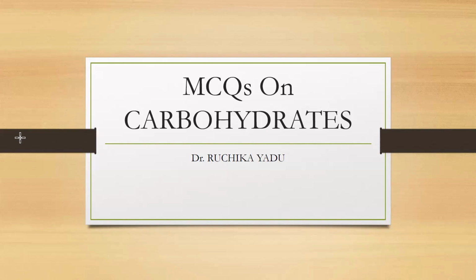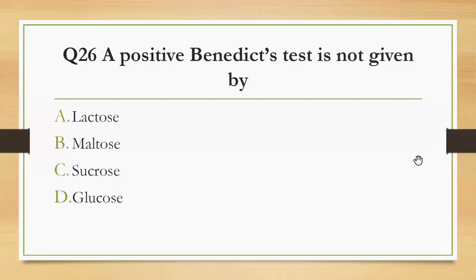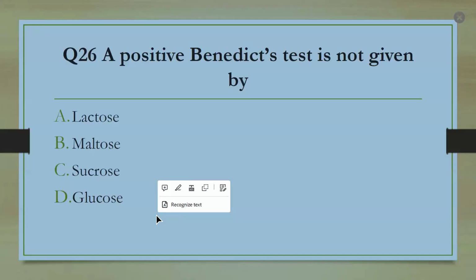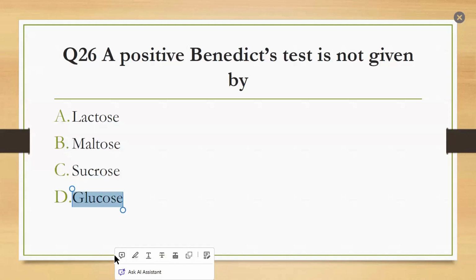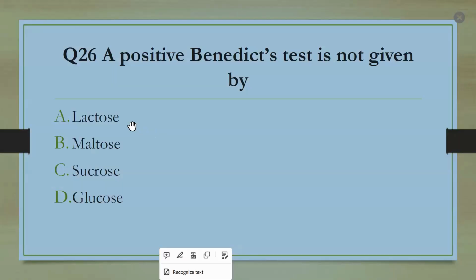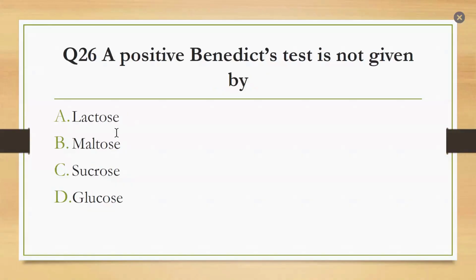So now the first question to look at here says: a positive Benedict test is not given by A, lactose, B, maltose, C, sucrose, D, glucose. So first we need to understand what a Benedict test is.